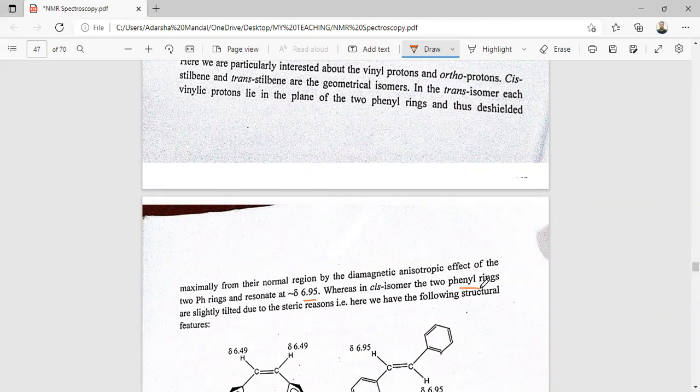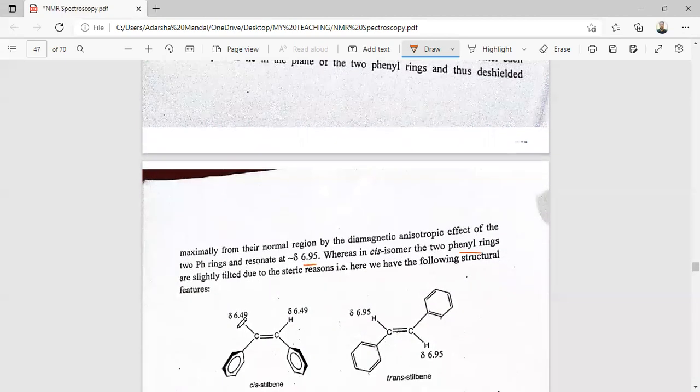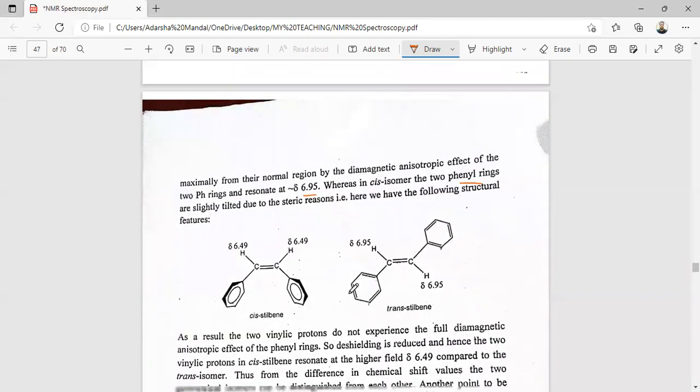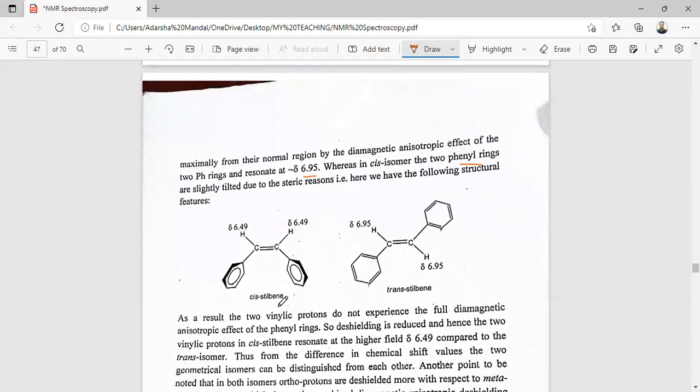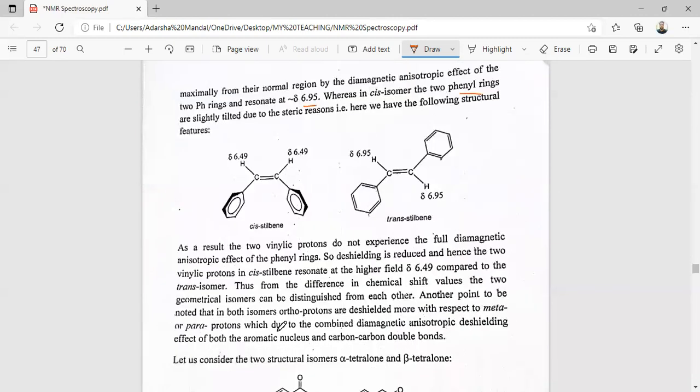In the cis isomer, the two phenyl rings are slightly tilted due to steric repulsion, and here is the structure. As a result, the two vinylic protons don't experience the full diamagnetic anisotropic effect of the phenyl rings, so deshielding is reduced. Here the vinylic proton signal is at a lower value, 6.49, compared to the trans isomer. Thus, from the difference in chemical shift values, the two geometrical isomers can be distinguished from each other. Another point to be noted is that in both isomers, the ortho protons are shielded more with respect to the meta and para, which is due to the combined diamagnetic anisotropic effect of both the aromatic nucleus and the carbon-carbon double bond.